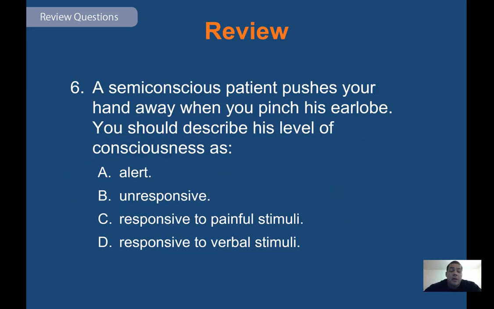A semi-conscious patient pushes your hand away when you pinch his earlobe. You should describe his level of consciousness as... So semi-conscious, would you say that's alert? Would you say it's unresponsive?